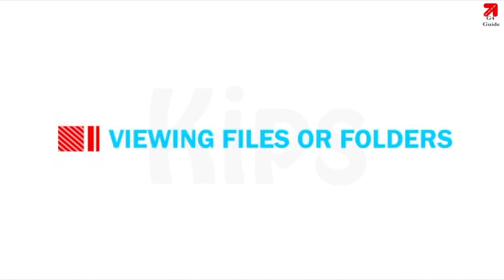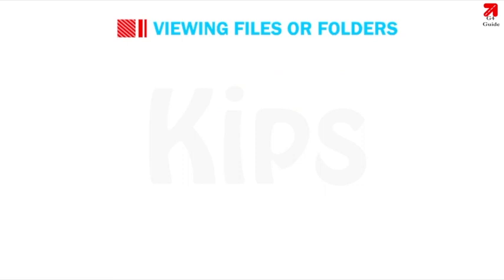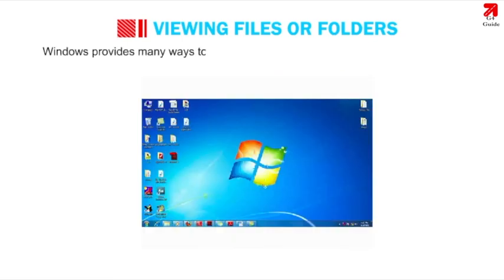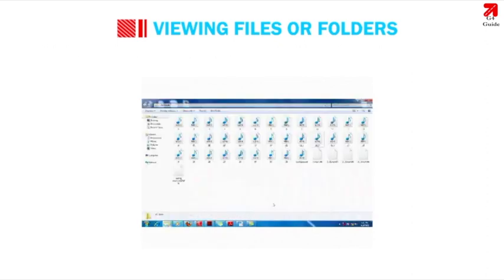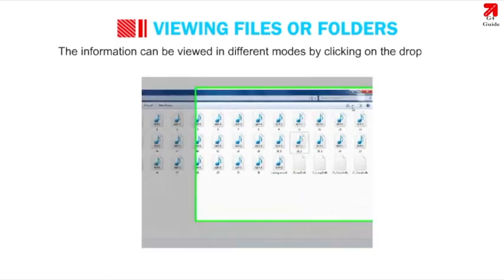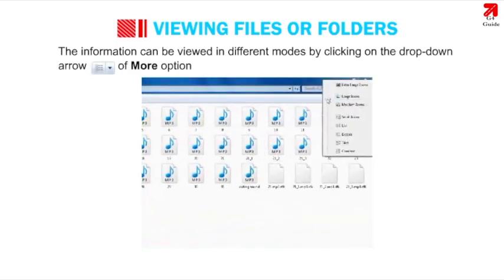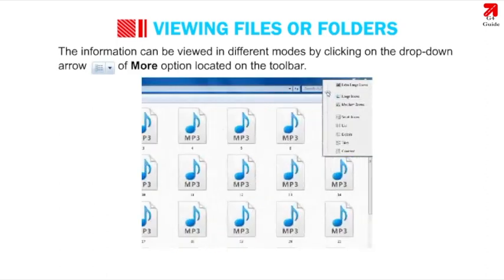Now we shall find out how to view files or folders in Windows 7. Windows provides many ways to arrange and identify your files while you are viewing them. The information can be viewed in different modes by clicking on the drop-down arrow of the More option located on the toolbar.